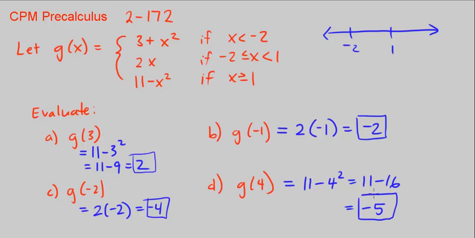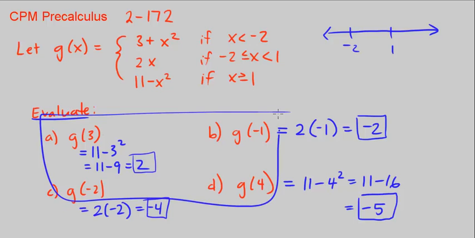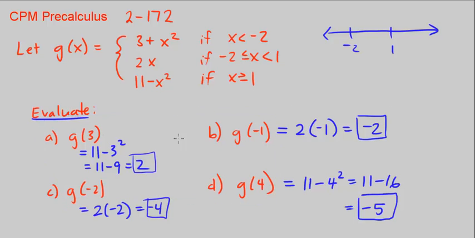All right? So there we go. We've evaluated all 4 inputs to g, getting 4 outputs. All right, and that ends for us CPM Precalculus Chapter 2, number 172.